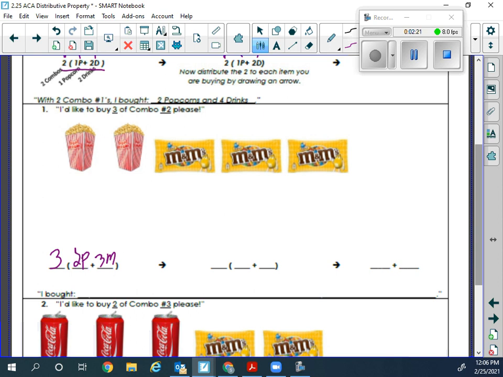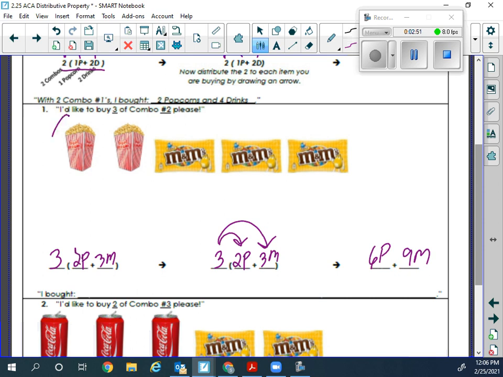Okay, so now what we're saying is we want you to just rewrite this, but we're going to distribute this time. We're going to distribute, we're going to pass out that 3. 3 times 2P would be how much? 6P. Did everybody follow that? And 3 times 3M would be what? 9M.